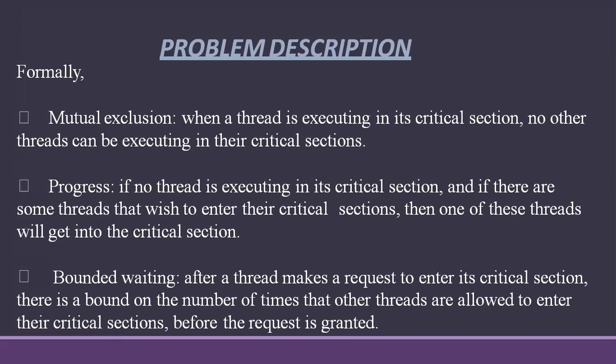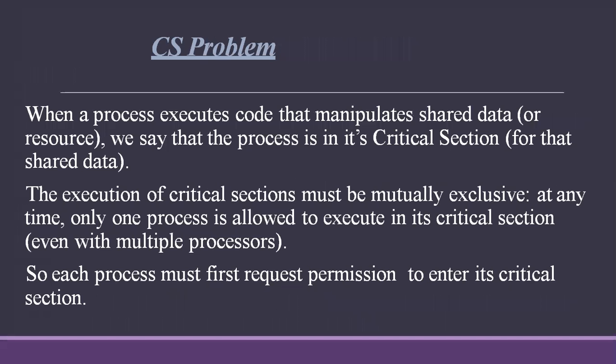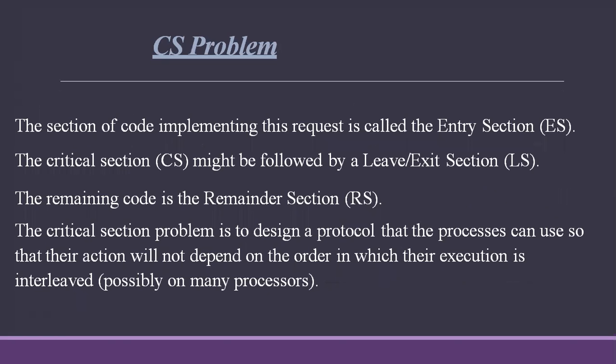So, it is critical to understand the importance of race conditions while writing kernel mode programs, since the programmer can directly access and modify kernel data structures. When a process executes code that manipulates the shared data, we say that the process is in its critical section, and the execution of a critical section must be mutually exclusive. At any time, only one process is allowed to execute in its critical section, so each process must first request permission to enter its critical section.